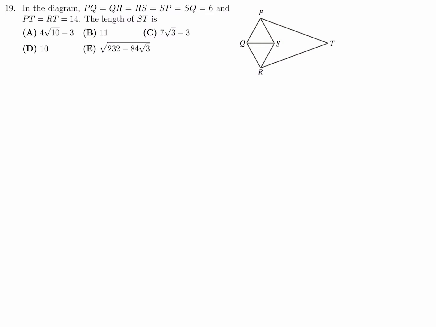In the diagram, PQ is equal to QR, RS, SP, and SQ, and they're all equal to 6. And PT and RT are 14. The length of ST is?